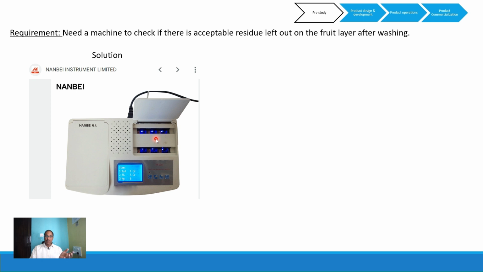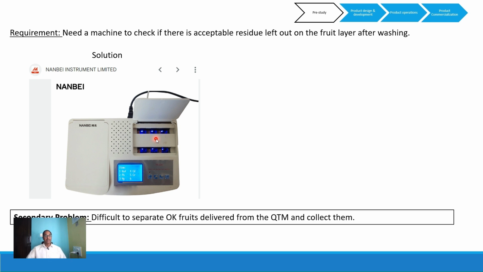Now there is another problem which is associated with this machine. The secondary problem is it is difficult to separate the okay fruits delivered from the QTM machine and collect them. Okay, so this is a secondary problem, which calls for another input study.